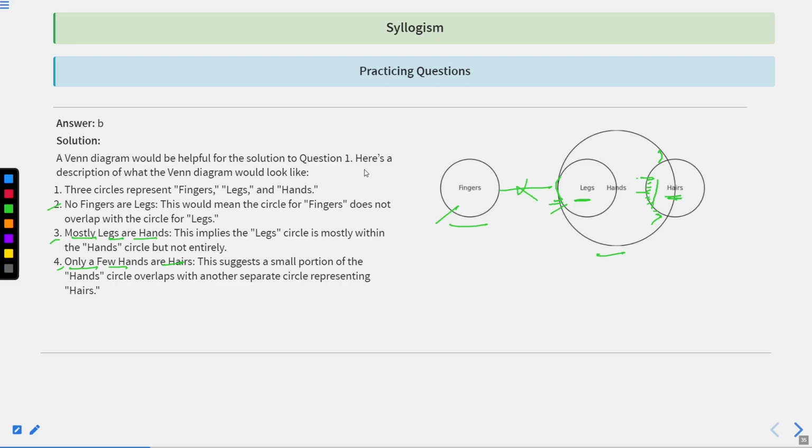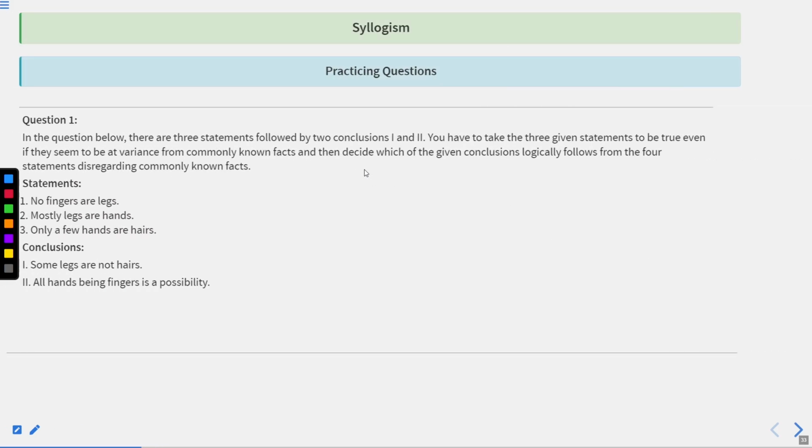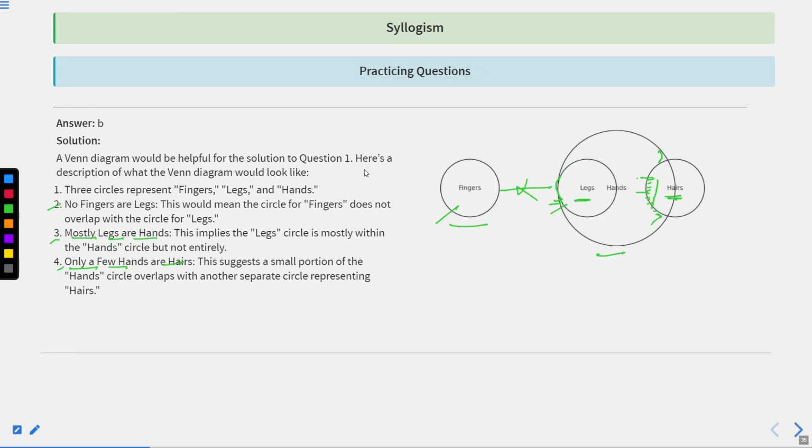So the first statement that was provided to you was that no fingers are legs. So what did we do? We made a circle for fingers, and after that we made a circle for legs. Okay, so it is showing that no fingers are legs. This diagram has been completed. Now the second statement, mostly legs are hands. So we said mostly legs are hands, so we drew a circle for hands encompassing the majority of the legs circle, showing that most of the legs are inside the hands, with just a small portion of the legs outside, because it is saying mostly legs are hands.